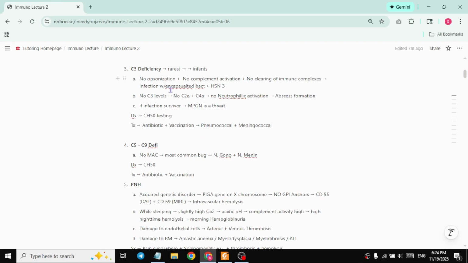Next is C3 deficiency. C3 is one of the rarest ones, usually seen in infants. The thing is, C3 was responsible for a lot of opsonization. If you don't have opsonization, you're not going to have proper phagocytosis, antigen presentation, etc. C3 was also the main one making that C3 convertase. If that is not happening, you're going to have no complement activity, no clearing of immune complexes, so you have infections with encapsulated bacteria.